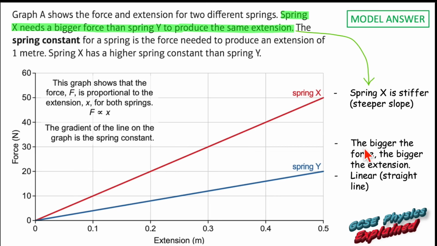How do we explain it? Generally, the bigger the force, the bigger the extension, and this time for your second mark, you say it's linear because they are straight lines.